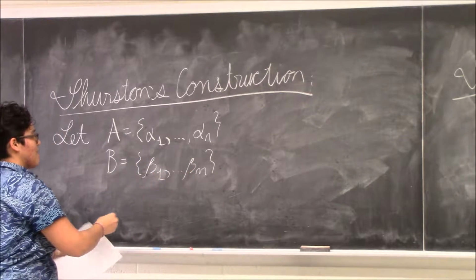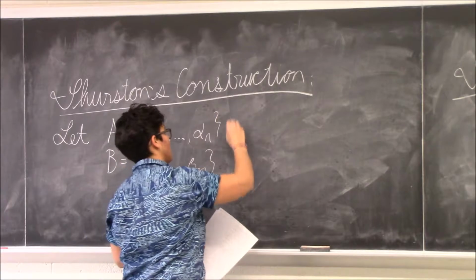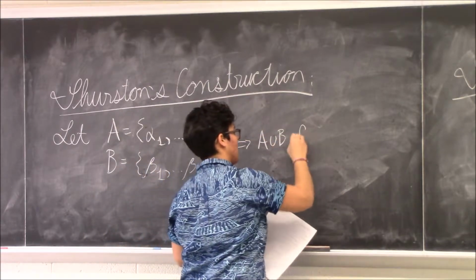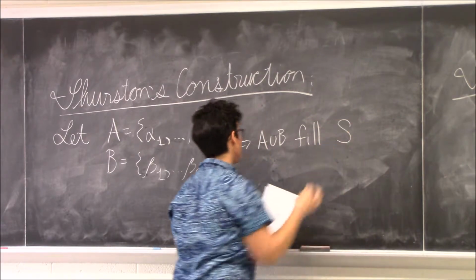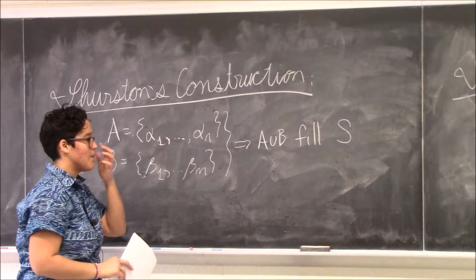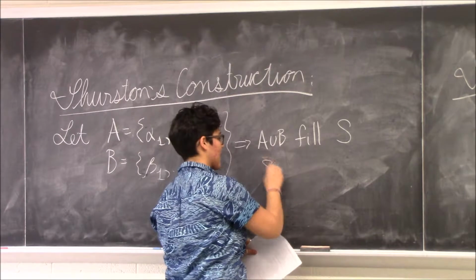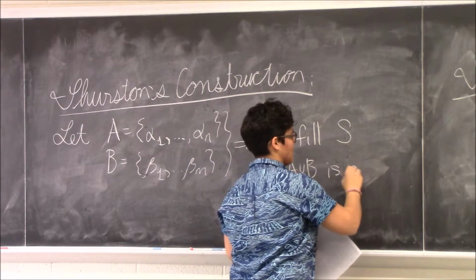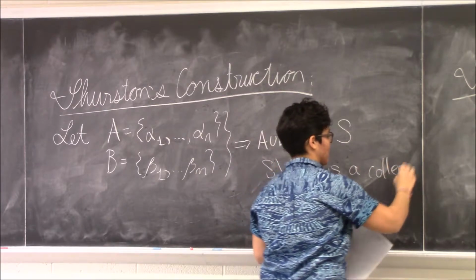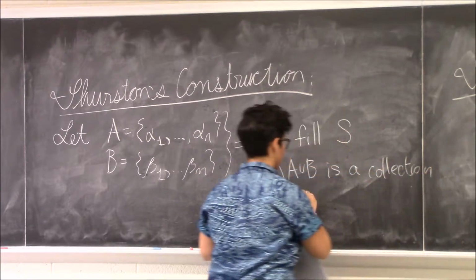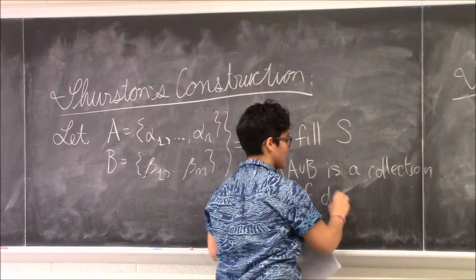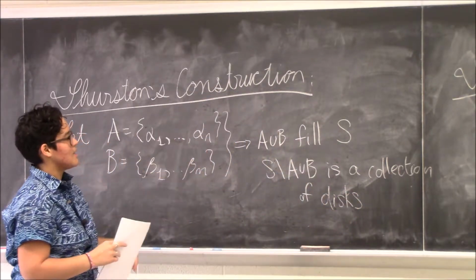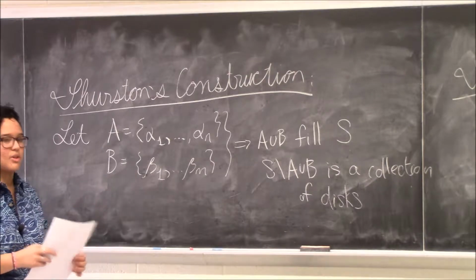And what I want for them is that A union B fills S. So we want that these collections of alpha and beta curves fill our surface. And what do I mean by that? I mean that S minus these curves is just a collection of disks. Or another way of saying this would be that any curve which is not in this collection has non-zero geometric intersection with one of these curves.